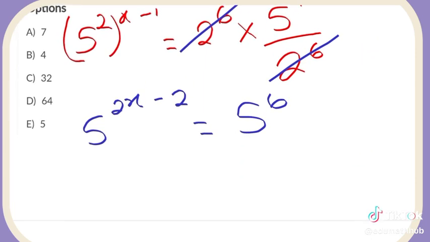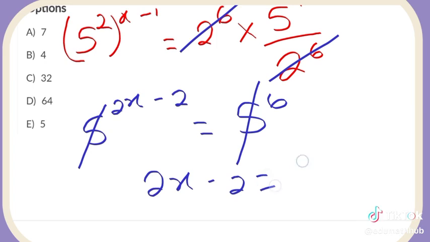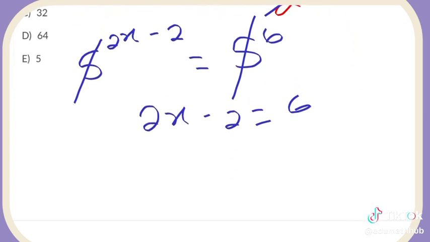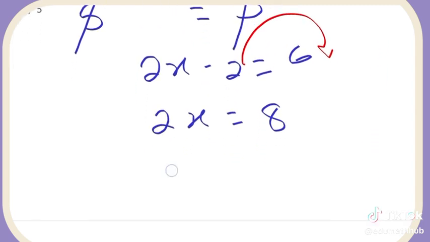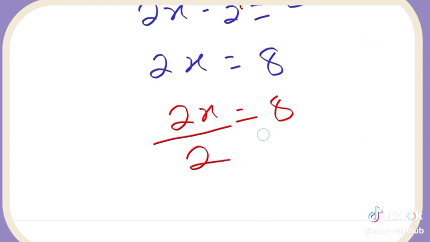From this, you can just cancel these two here. So you have 2x minus 2 is equal to 6. Then from here, take the like terms: 2x is equal to 8. When this 2 comes to this side, it becomes 6 plus 2. Then divide both sides by 2. So that will give you x equals 4.